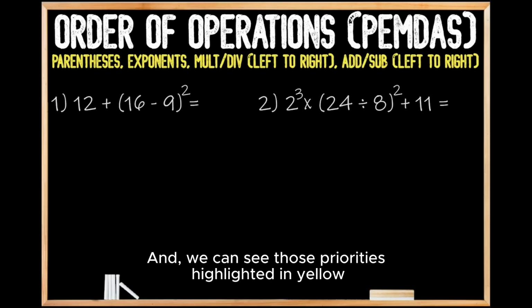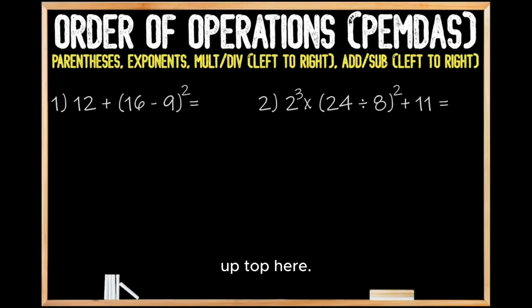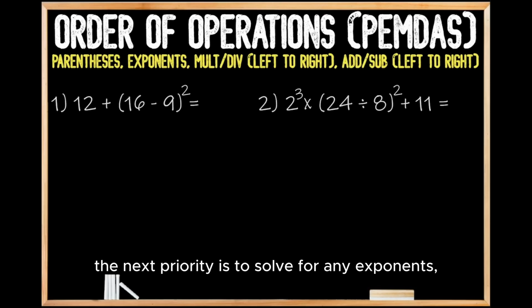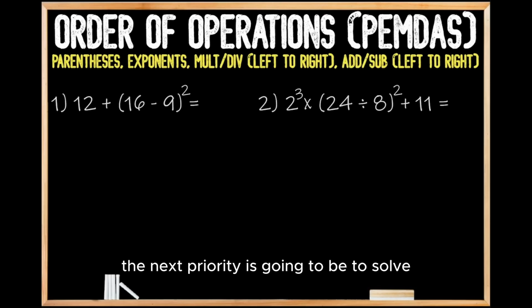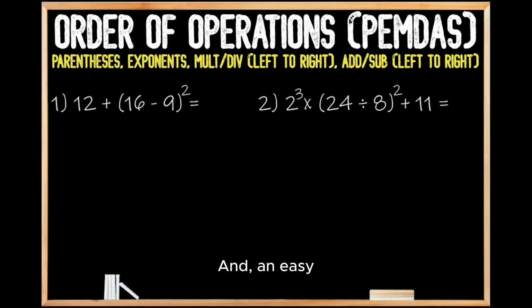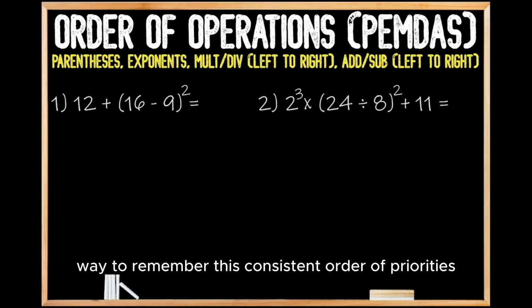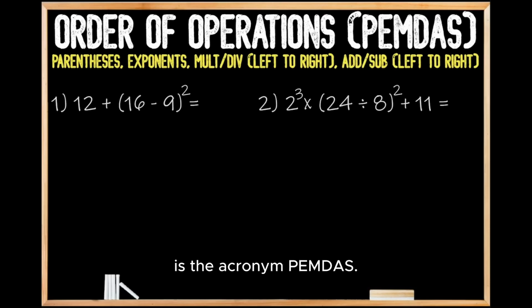And we can see those priorities highlighted in yellow up top here. The first priority is to solve anything within parentheses. The next priority is to solve for any exponents. The next priority is going to be to solve any multiplication or division, and then the last priority is to solve for any addition or subtraction. And an easy way to remember this consistent order of priorities is the acronym PEMDAS.